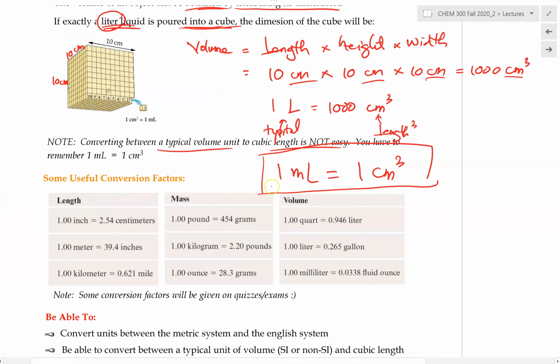And where we get this relationship is also from the following. If we now have this cube that is 10 by 10 by 10, and we take out one tiny little block in it, the dimension of this block will be 1 by 1 by 1. So therefore its volume would be 1 cubic centimeter. And when we take out one of these, we essentially take out 1,000th of a liter, which equals a milliliter. And therefore that is where this relationship comes from. Okay, so please remember this, because this is how we can convert from a typical unit of volume into length to the third power.